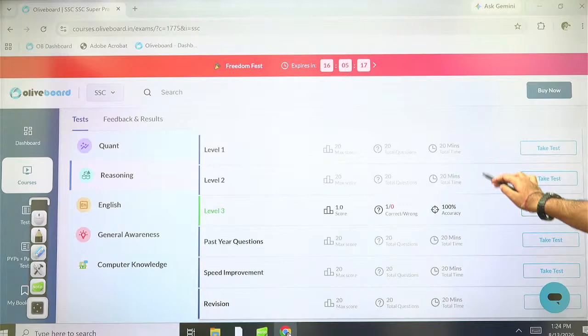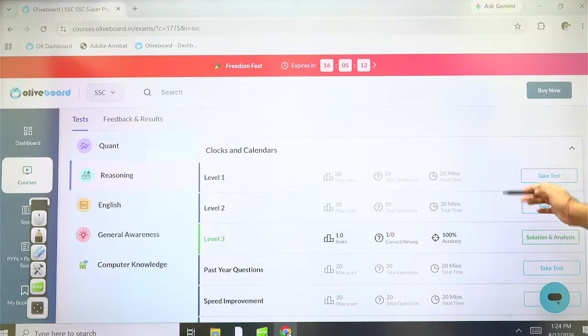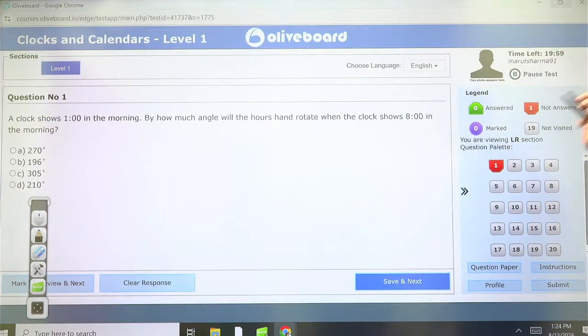If you want to see, let me open a new test for you. So this is how it will look like. I'll start the test here and this is the interface.